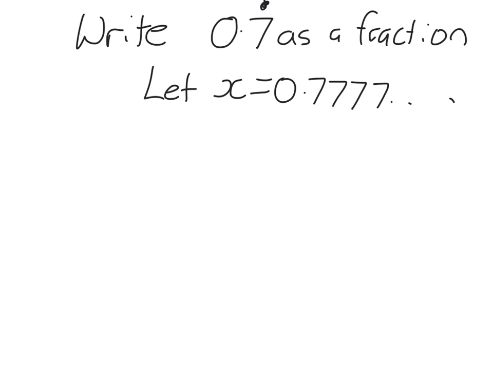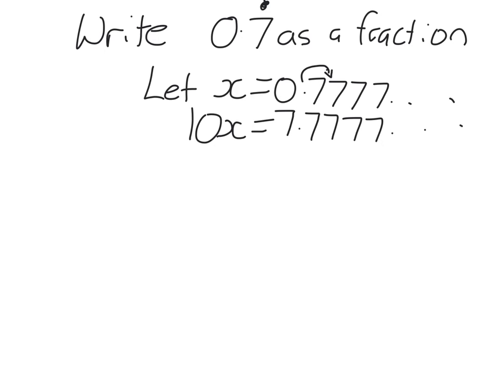So if that's x, and we want to write that as a fraction, I can times each side by 10. So if I times x by 10, I get 10x. Now 0.7 recurring times 10, remember that just timesing by 10 just moves the decimal point 1 spot to the right. So 10 times x will be 7.7 recurring like this.